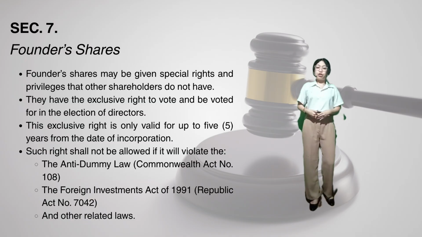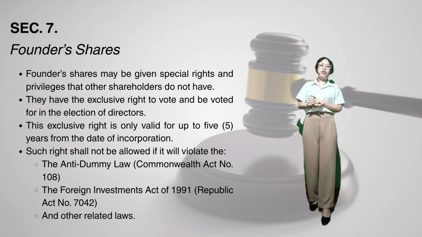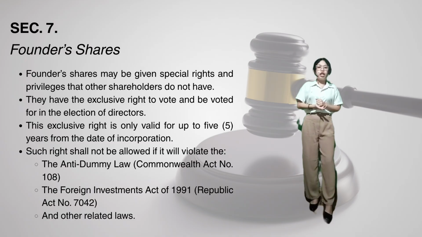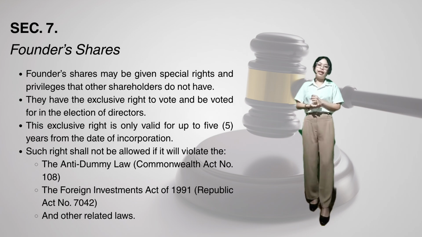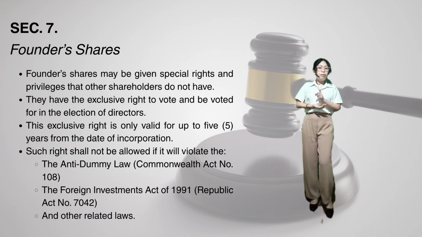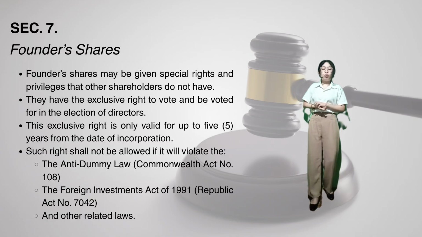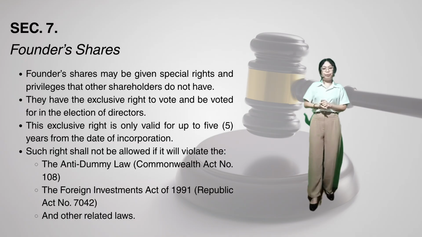First is Section 7, about founders' shares. These are shares given to certain shareholders called founders. Founders can be given special rights and privileges that other shareholders do not have. For example, they may be given the exclusive right to vote and even be voted for when choosing the company's directors. But this special voting right can only last for 5 years from the date the corporation is formed.